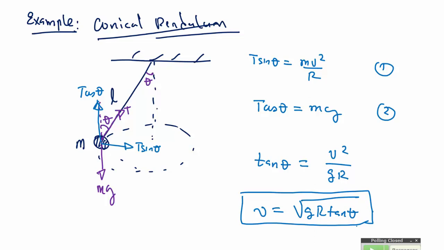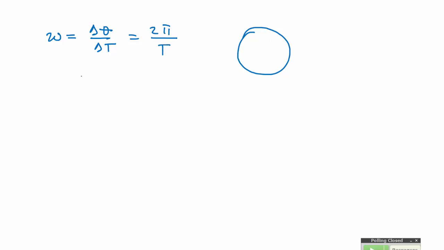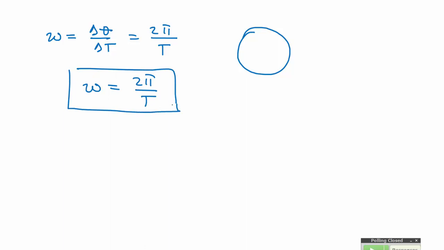Now, observe something. I'm going to do something which is not magic. We know that omega is equal to delta theta, all divided by delta t. If you have an object in a circle, when that object goes around once, the total theta is equal to what? 2 pi. The time it takes for the object to go around the circle once is called what? The period. This gives us the famous equation omega is equal to 2 pi over what? Over T. T is the period. The period is the time it takes for you to go around the circle once.